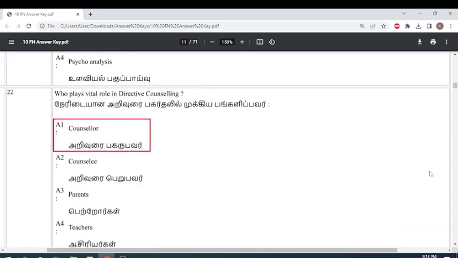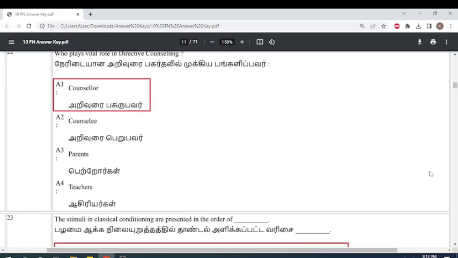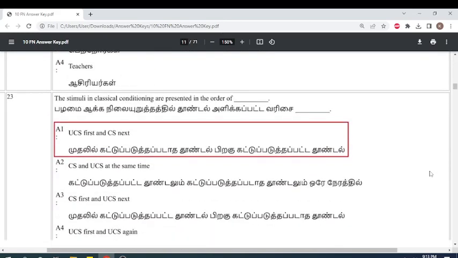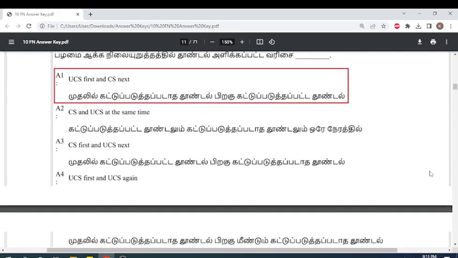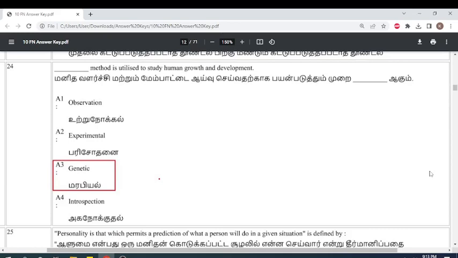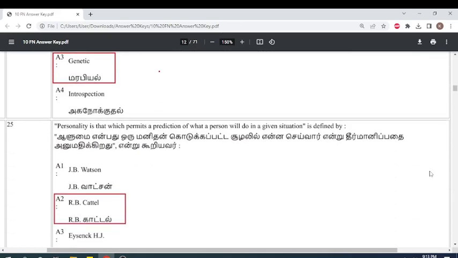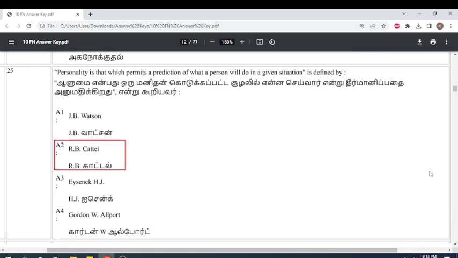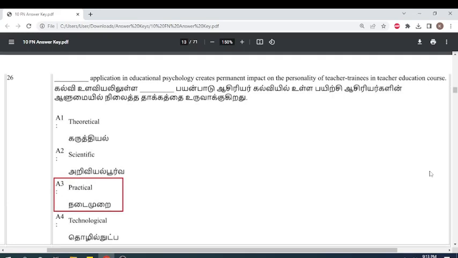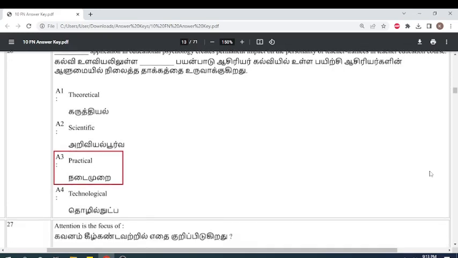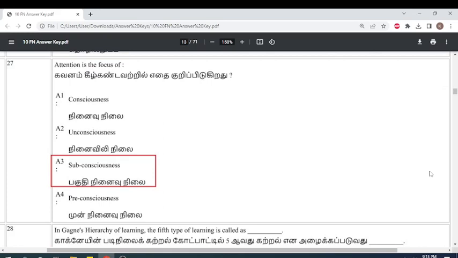22nd question answer A1. 23rd question answer A1. 24th question answer A3. 25th question answer A2. 26th question answer A3. 27th question answer A3.